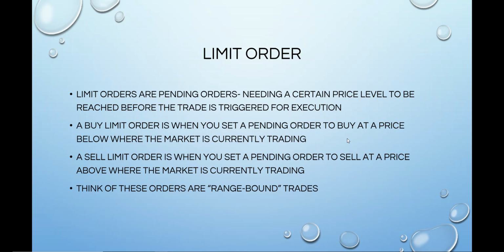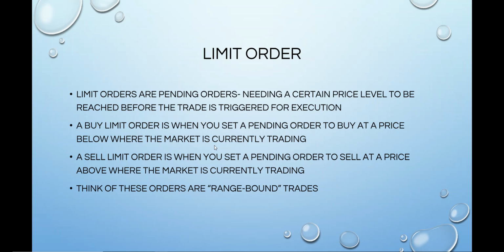So a buy limit order is when you set a pending order to buy at a price below where the market is currently trading. If you think of that as opposed to the stop order, it's the opposite. With a stop, we want price to go up and above, break through, and continue going higher. A buy limit is when price is going to come down lower first and then trigger a buy to go long. So that is why this is more range-bound.